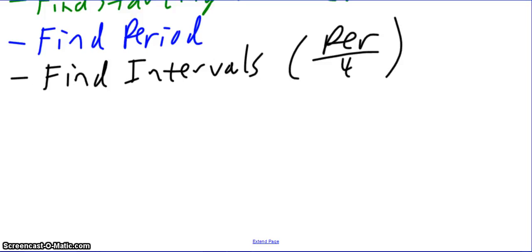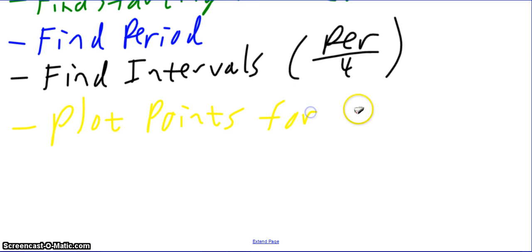And then the last thing is plot the points for the period. And it's going to be 5 points. I'll show you that when we actually do a graph. So 5 points is going to be 1 period, 9 points is going to be 2 periods. The reason is because they connect to each other.